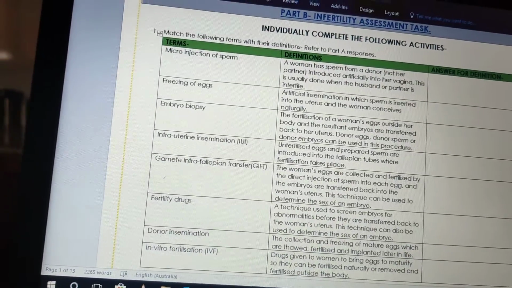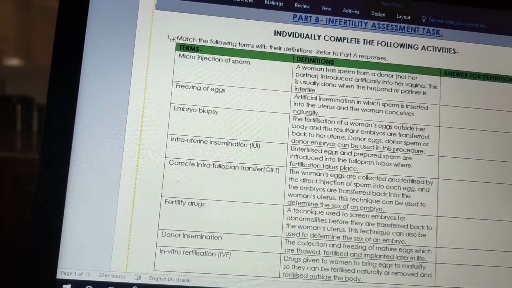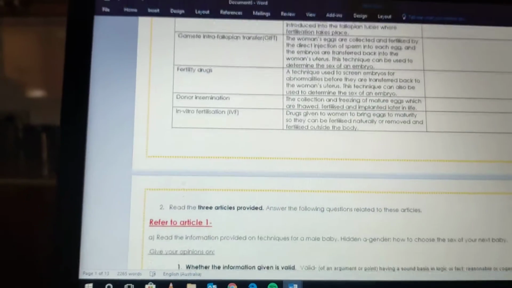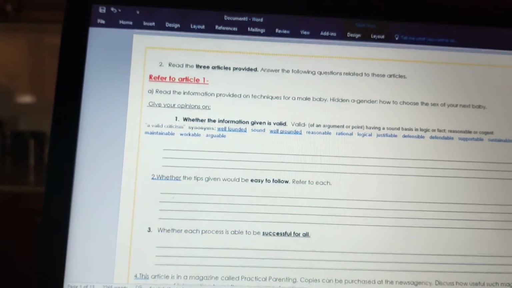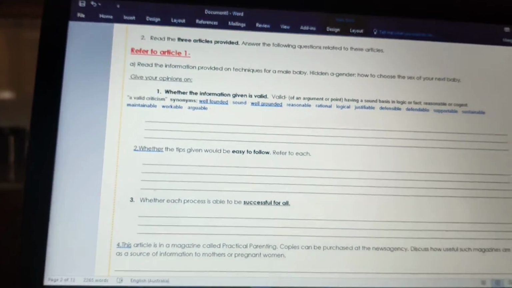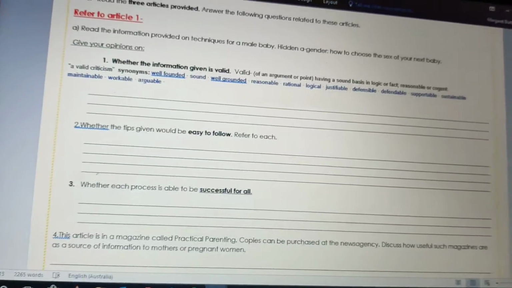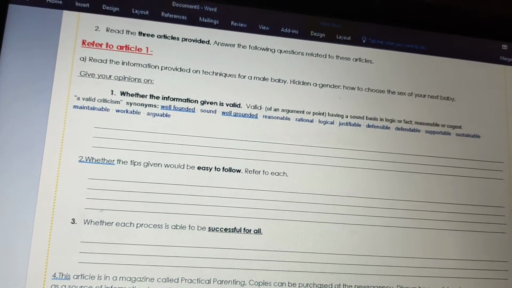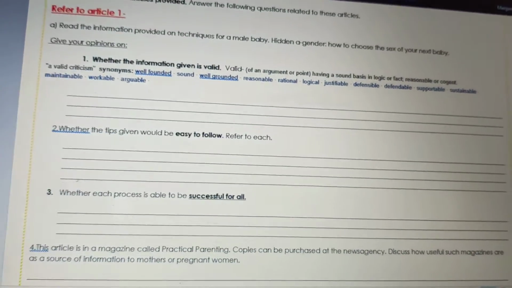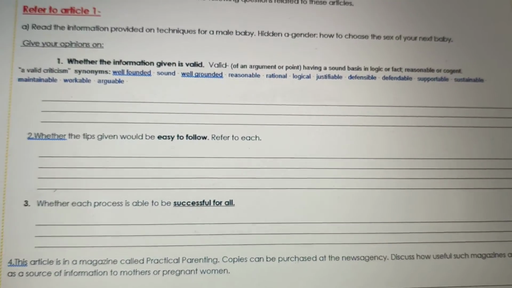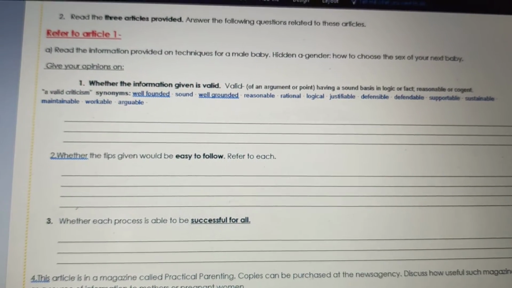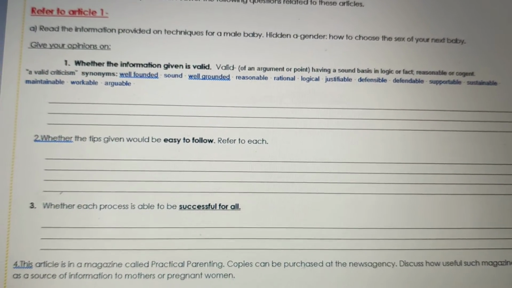All right, so let's go down to the next part. The next section relates to 3 articles that I've printed. So article 1 is just down below. You need to go down and have a read of it. Then there are 4 questions about it. Number 1 is actually asking you how valid is this particular information that they give.